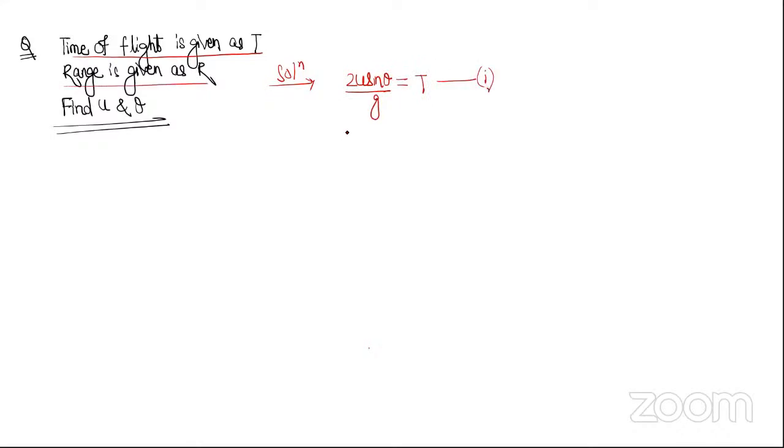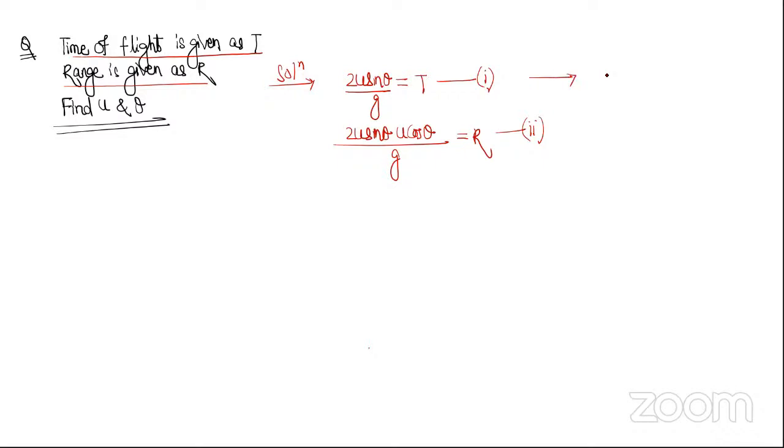Next statement: range is given equal to r. So I know range means 2u sin theta u cos theta by g, that is u square sin theta cos theta by g, which is equal to r. This is my second equation. Now I will think what to do so that I can get my u and theta. In the second equation I have u square, in the first equation I have u, so let me square the first equation and then divide it by the second equation. Then u square will get cancelled out and I can get theta.